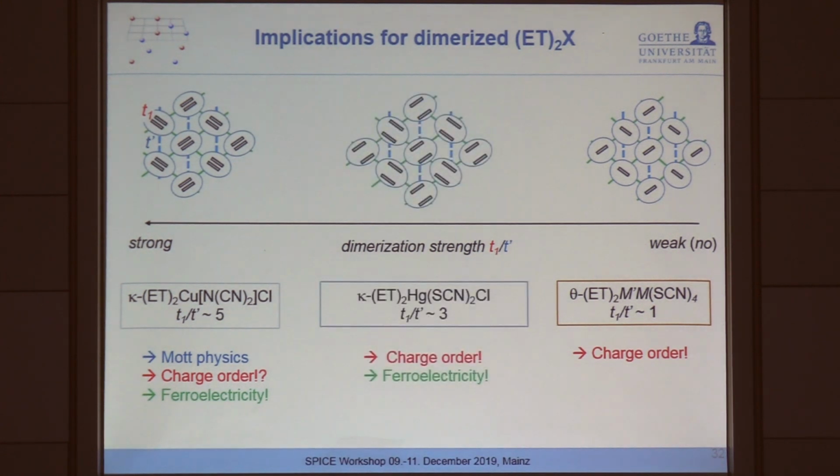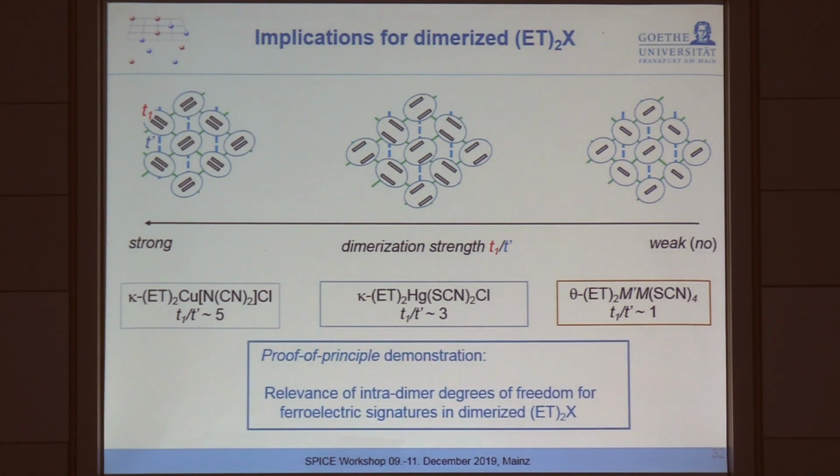But now this mercury chlorine material, the ratio is 3. It just sits in between these two border cases. Here charge order is well developed, well established, and it's most likely the origin of the observed ferroelectric instability. So this provides, now, a clear proof of principle demonstration for the relevance of these intradimer degrees of freedom for the ferroelectric signatures we observed in these ET2X materials.